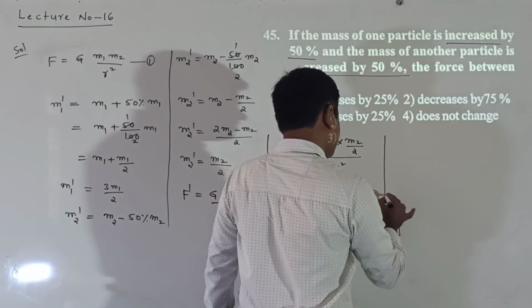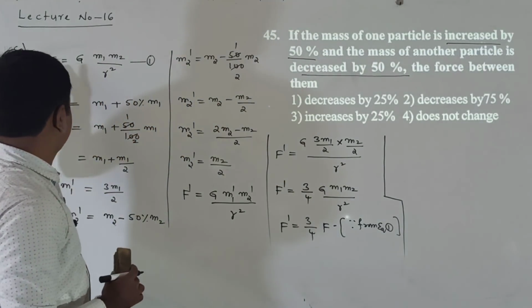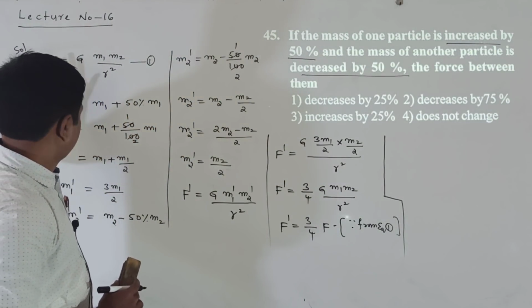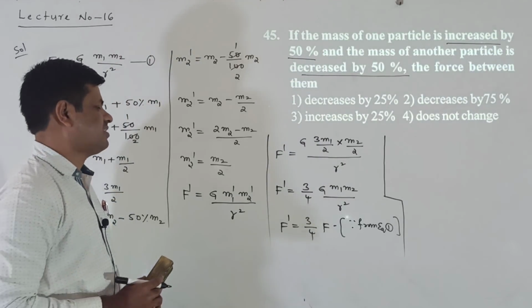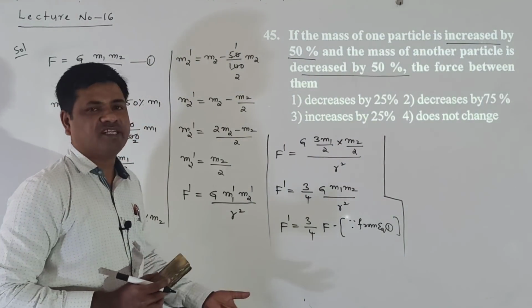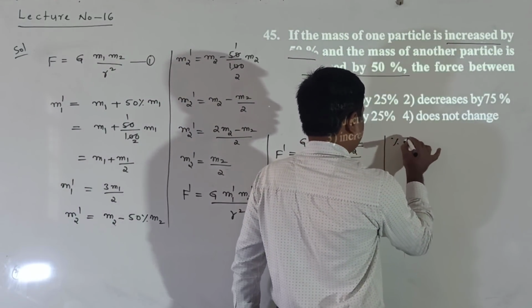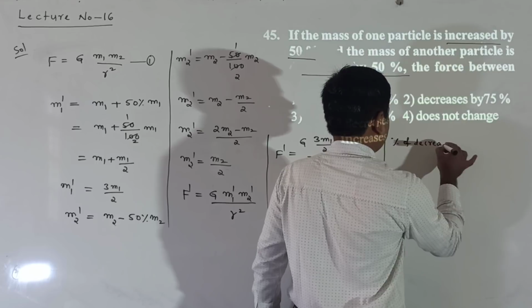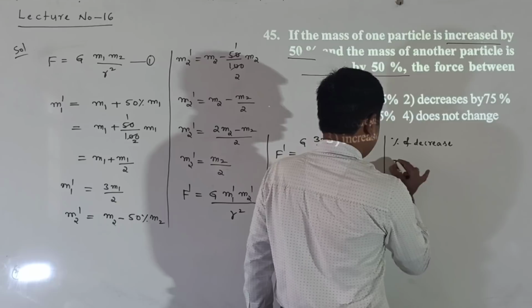Means how much percentage is decreasing? That is what is being asked. Here the initial force is F, and the final force is F dash. They are asking how much percentage the initial force is decreasing. So initial force is F, final force is F dash. How much percentage is decreasing? That means the percentage of decrease.